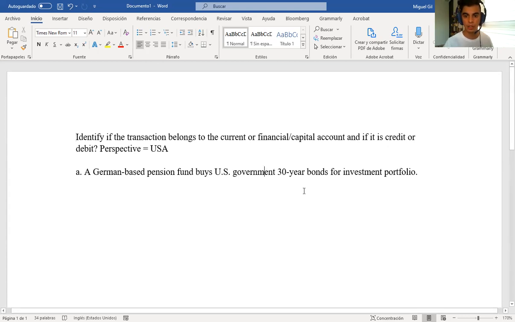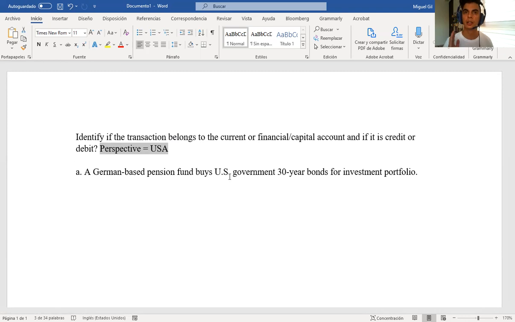But what you will have to do in this type of activities and homeworks, when I ask you to classify a transaction, is first to tell me if it is debit or credit, depending on the perspective. That's why perspective is very important, and I will tell you the perspective. That's the first thing that you need to tell me: if it's credit or debit.